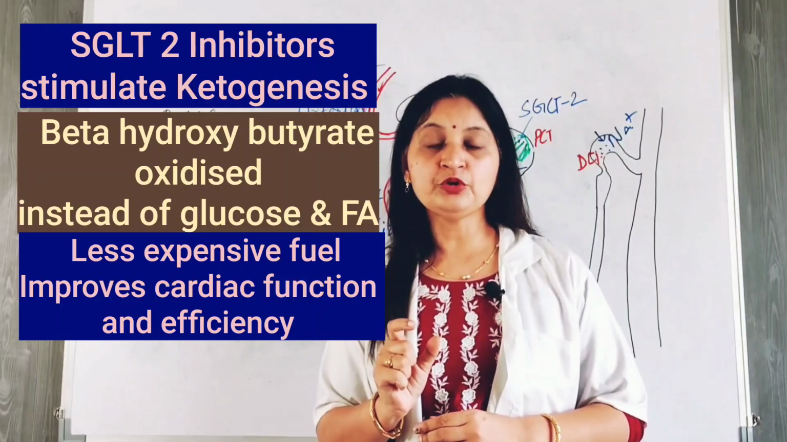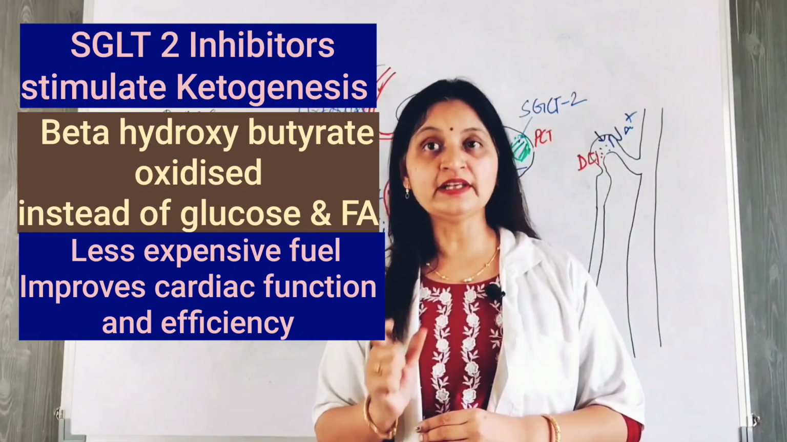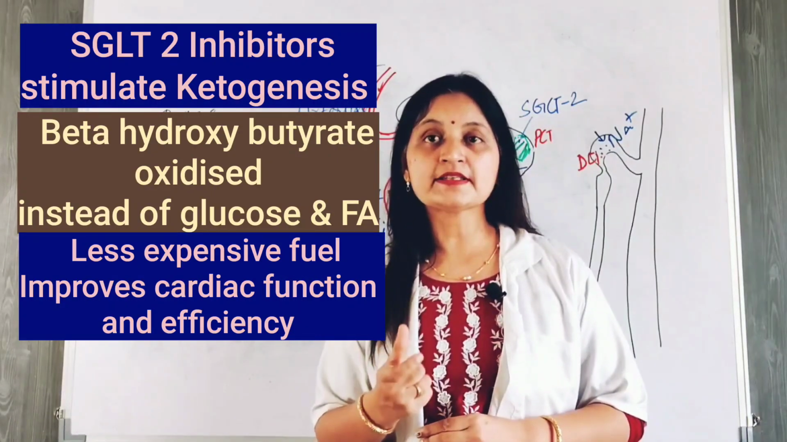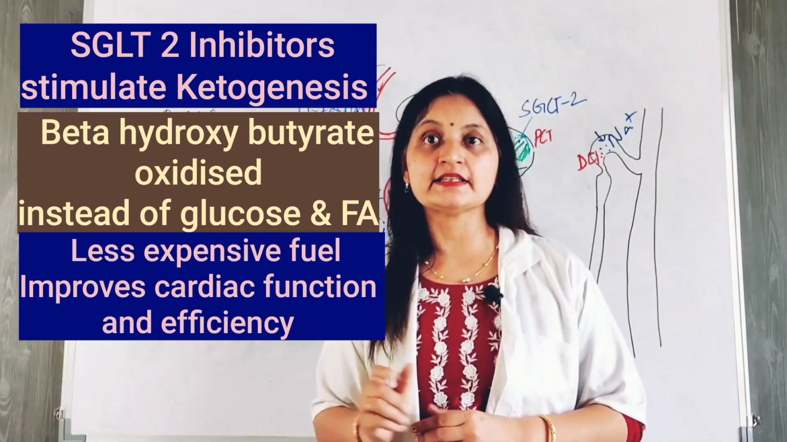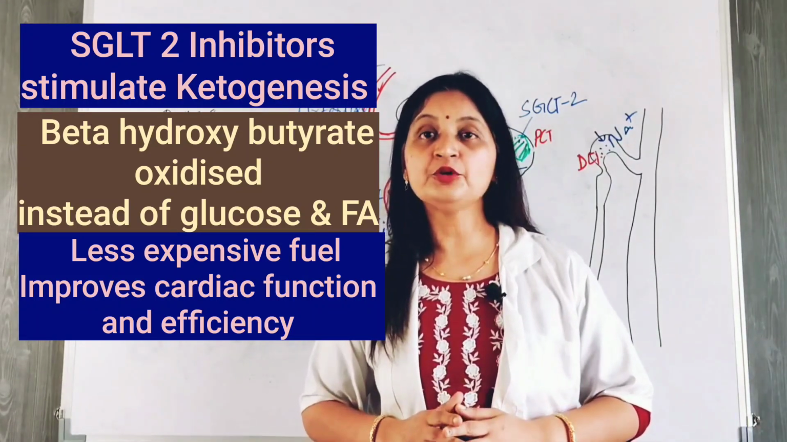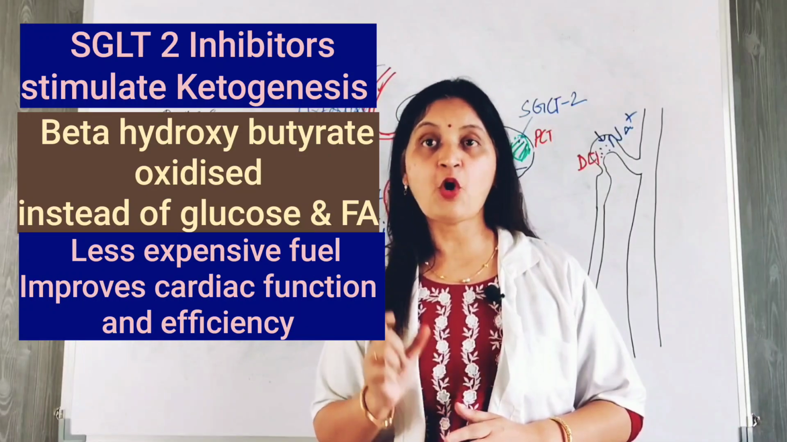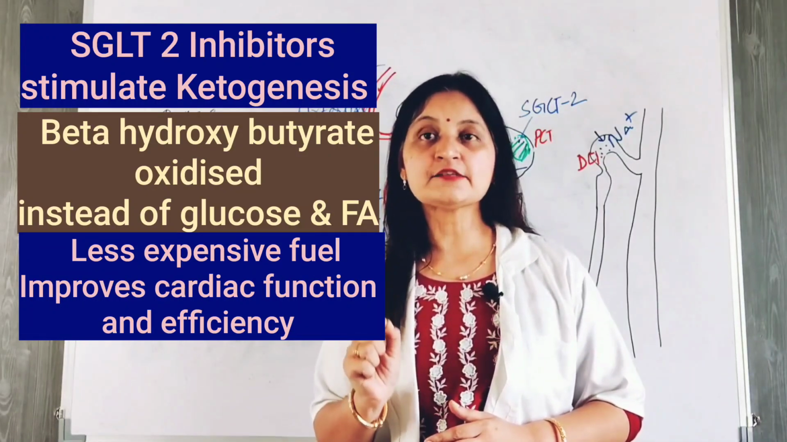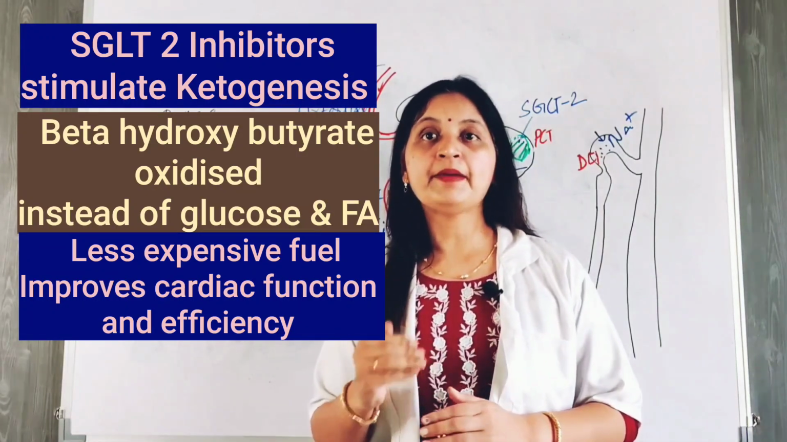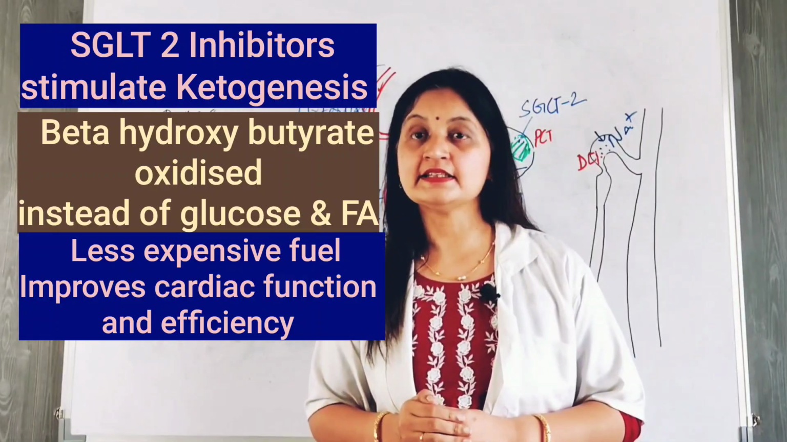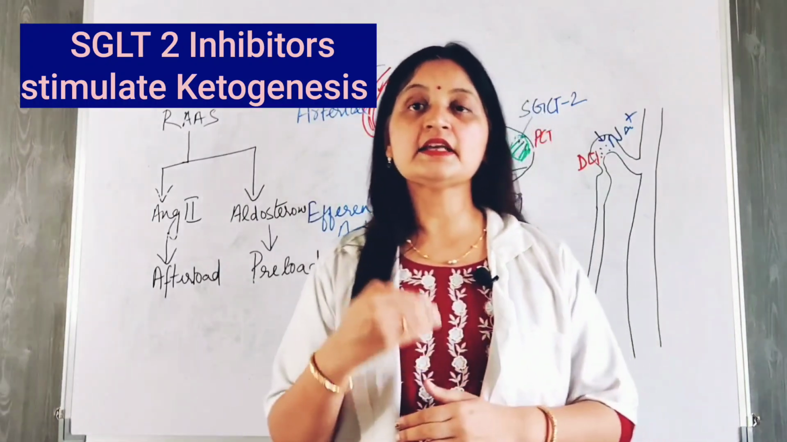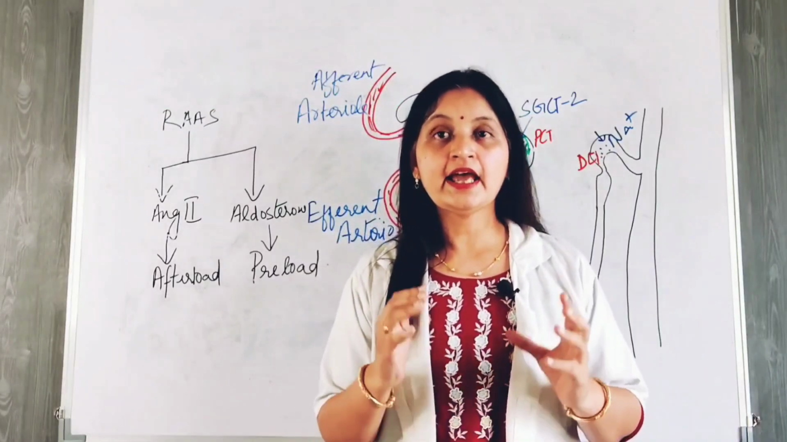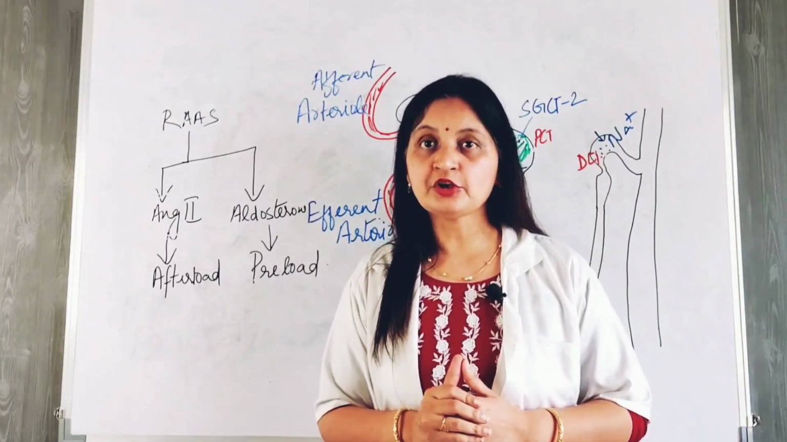This beta-hydroxybutyrate, which is a ketone body, is utilized by the heart muscles, by the myocardium, instead of glucose and fatty acids. So, beta-hydroxybutyrate, a ketone body, serves as an alternative, less expensive fuel source compared to glucose and fatty acids, and this improves the efficiency of the heart muscle, increases the cardiac function, and helps in reducing the cardiovascular events.